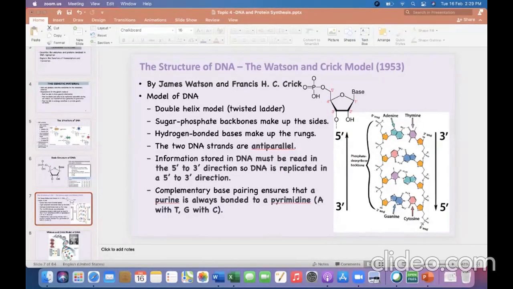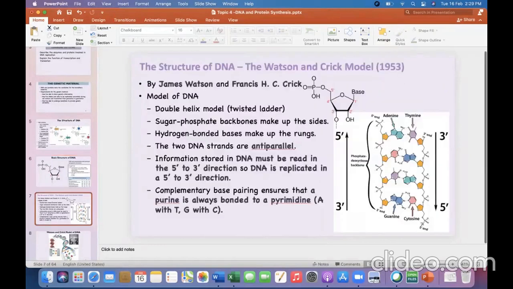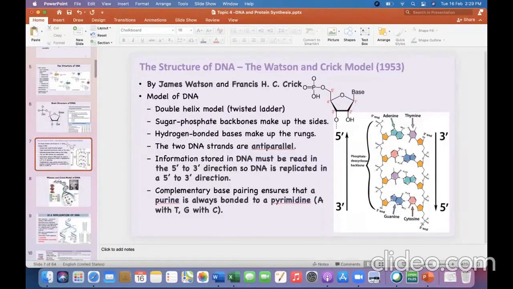Okay. So, like I said before, in this one, 5' is the phosphate group. Okay. The 3' is the hydroxyl. Okay, come. Here, if you see this slide.